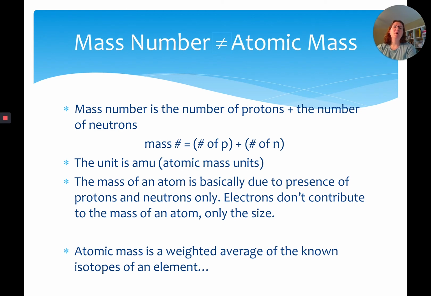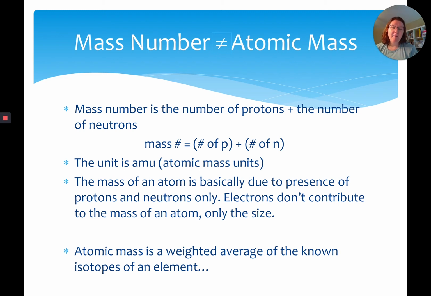All right, so mass number is not equal to atomic mass. Those are 2 different ideas, and we're going to talk about each one individually. So mass number is the number of protons plus the number of neutrons. The unit is going to be the atomic mass unit, and this is going to give us an idea of the mass of an isotope. One of the specific atoms is going to have a definitive or a discrete number of protons and a discrete number of neutrons.